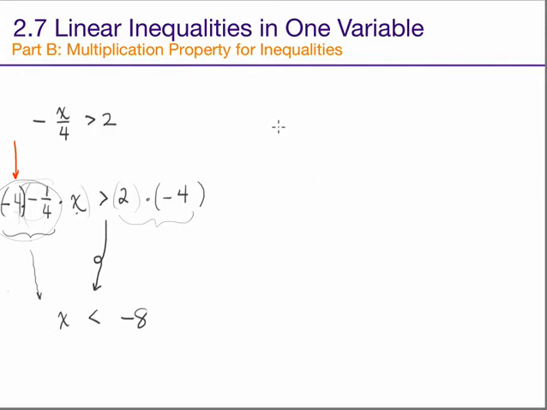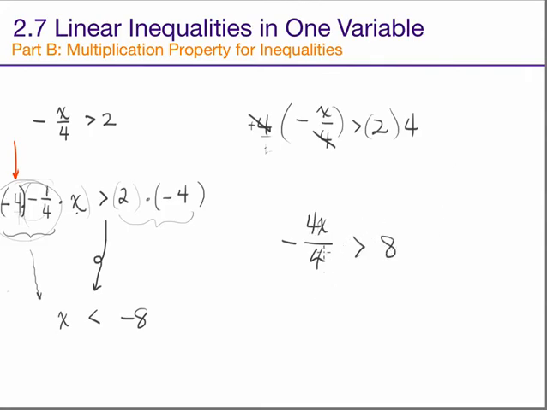Another way to have done this problem, negative x over 4 is greater than 2, would be to multiply both sides by 4 to clear the denominator. 4 can be written as 4 over 1. 4 times x is 4x. 1 times 4 is 4. This is currently a positive times a negative, which is a negative. Now I haven't multiplied by a negative here yet, so I end up with negative x is greater than 8.